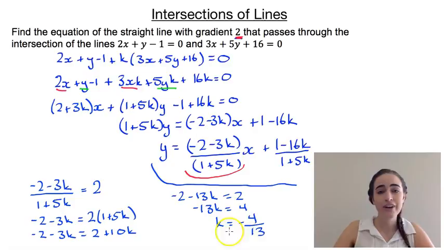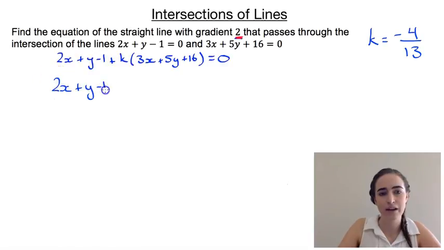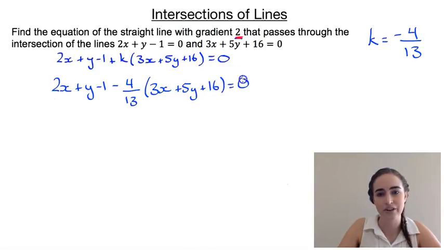All right, so we have found the value of k now. To find the equation of this straight line, though, we need to substitute that back into this first line of our equation. So I'm just going to rub this out and start a fresh page. So I've just left that first line of working out there, and I've just rewritten our k equals minus 4 over 13. So we're going to substitute that in for our value of k here. So we're going to have 2x plus y minus 1 minus 4 over 13 outside of 3x plus 5y plus 16 is equal to 0.